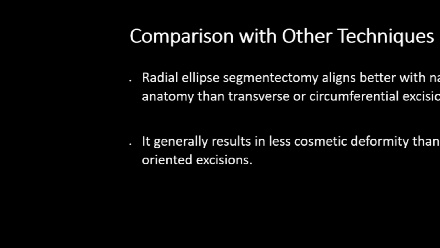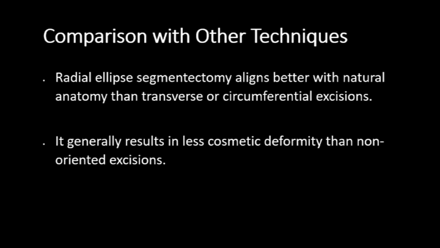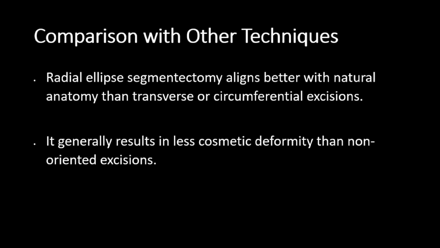Compared to other breast conserving techniques, radial ellipse segmentectomy aligns better with natural anatomy than transverse or circumferential excisions. It generally results in less cosmetic deformity than non-oriented excisions.